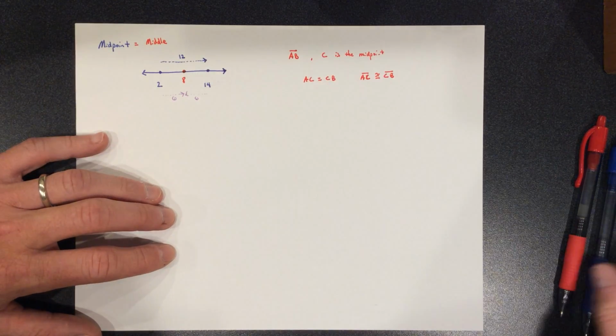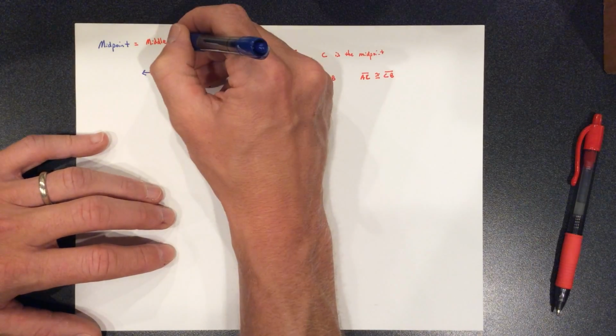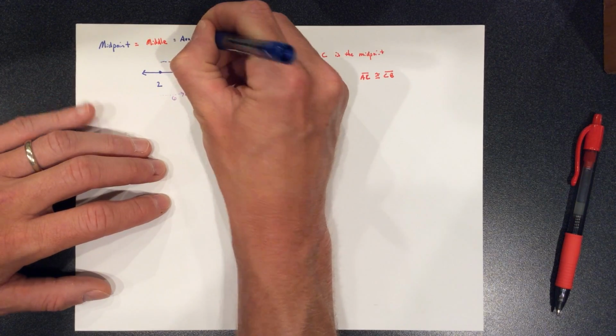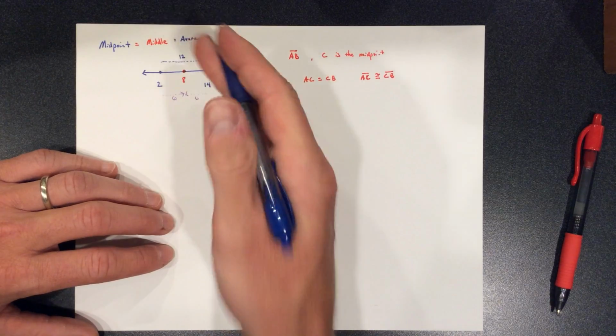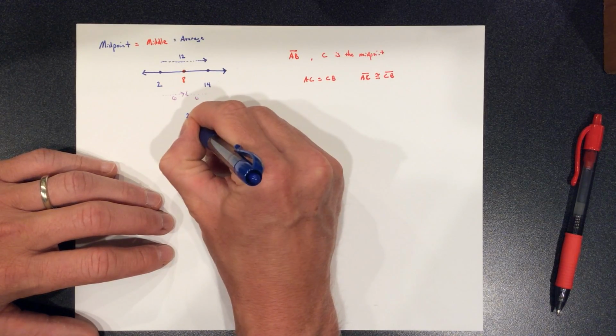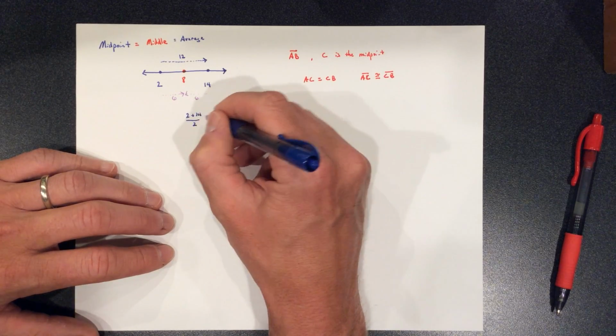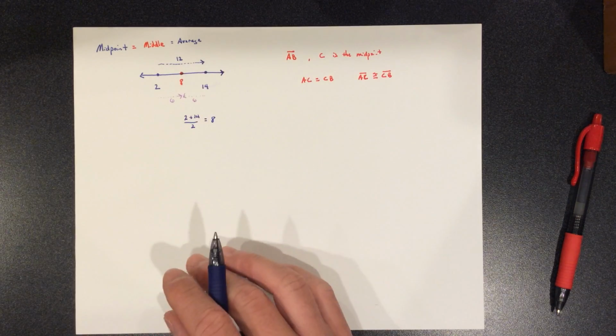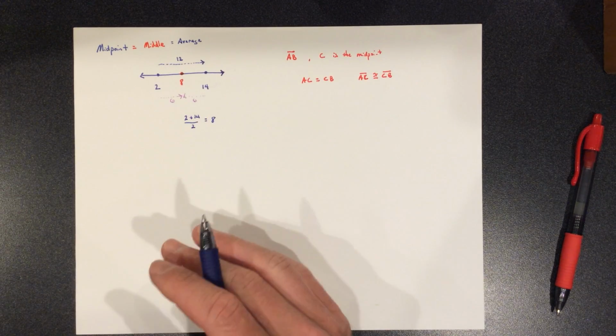You know what else you can do? You can just find the average. I mean, the average of two numbers is the point in the middle. So you could do 2 plus 14, and you could divide it by 2 if you liked that better. 2 plus 14 is 16, divided by 2, boom, 8. All those things are doing the exact same thing.